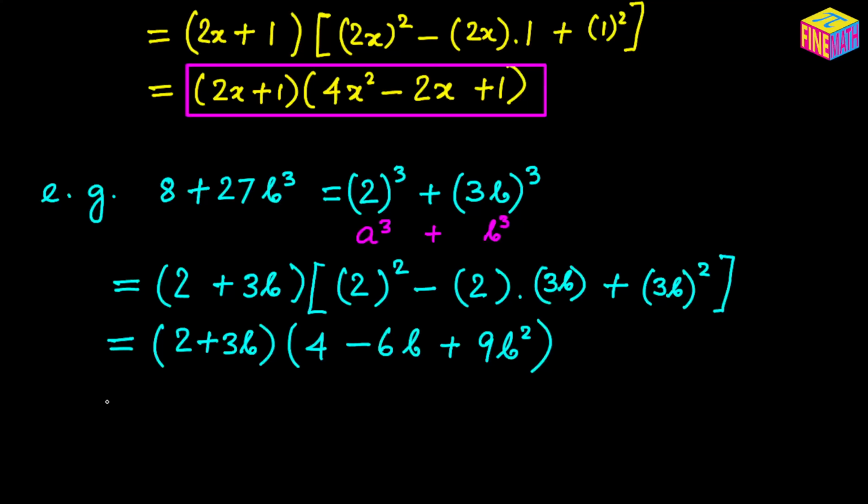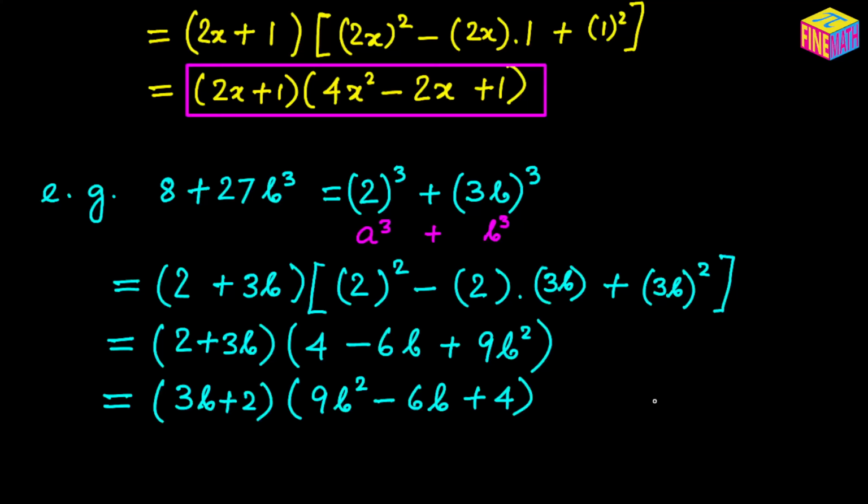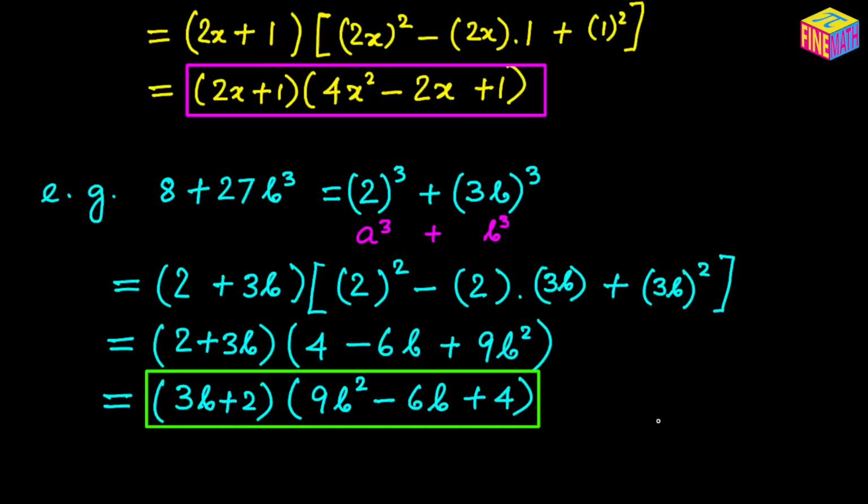And also you can write it like this. If we want to write the terms with the algebraic variable first, you can say this is 3 times b plus 2, and then times 9 times b squared minus 6 times b plus 4, and that is the factor form. So the original expression that we took, 8 plus 27b cubed, can be expressed in the factored form like this: 3 times b plus 2 multiplied by 9 times b squared minus 6 times b plus 4, and those are the two factors. Let's take one more example.